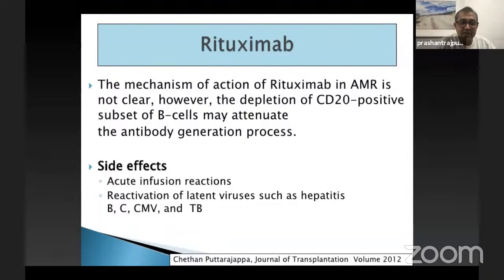antibody producing plasma cells. The main side effect of rituximab is infusion reactions. You need to be very, very careful. You can end up having severe hypotension following rituximab. You can develop a PRES-like syndrome with rituximab, especially in children. Reactivation of latent viruses such as hepatitis, CMV, and TB is common.